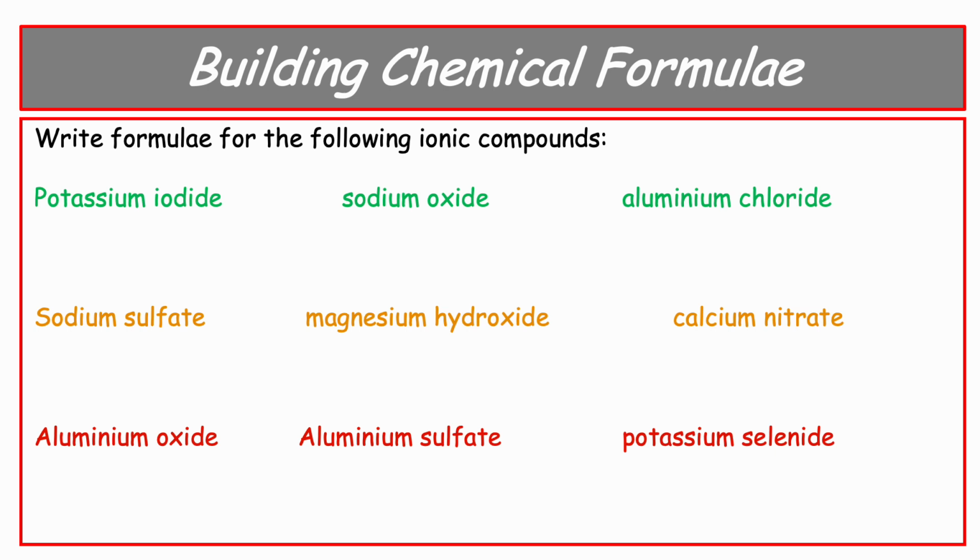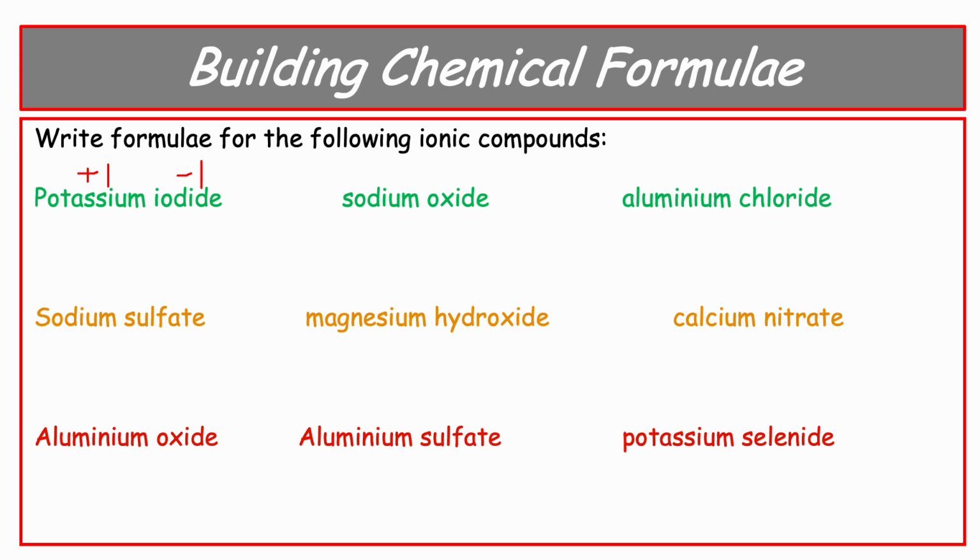Okay, so starting with the ones in green, I know potassium is in group 1, so it's got 1 electron in the outer shell. That means it'll lose 1 electron to form a plus 1 ion. So potassium is plus 1. Iodine is group 7, so it has 7 electrons in the outer shell. It gains 1 to get a full outer shell, so iodide forms a minus 1. Therefore, the formula of potassium iodide, I only need 1 potassium for every 1 iodide, so it'll just be KI.